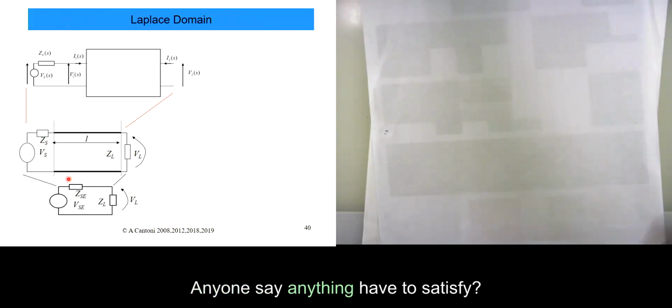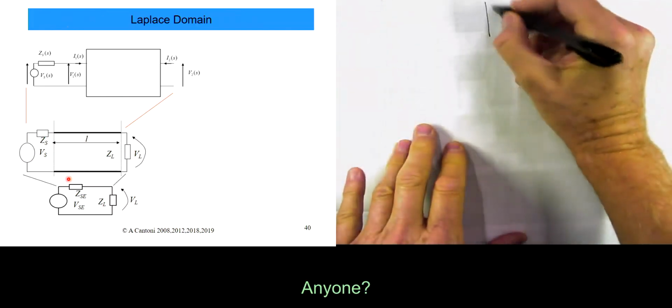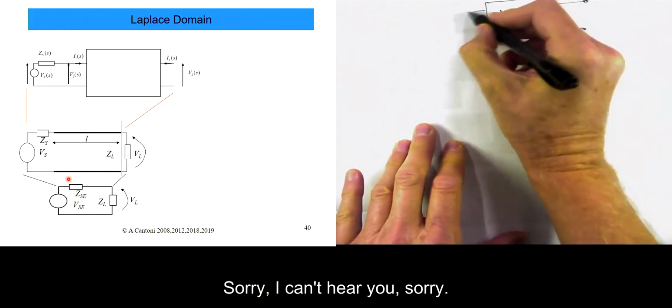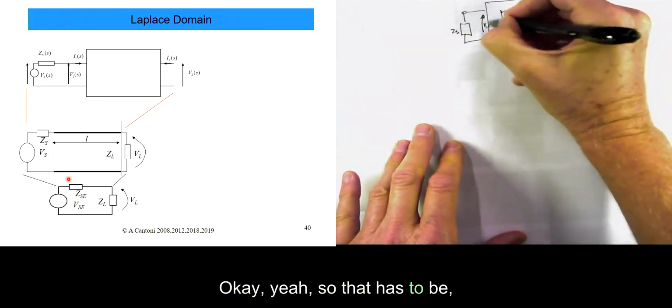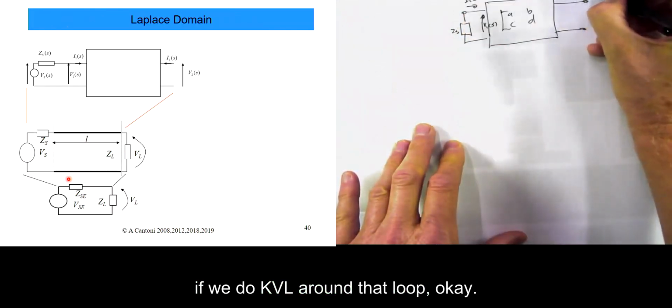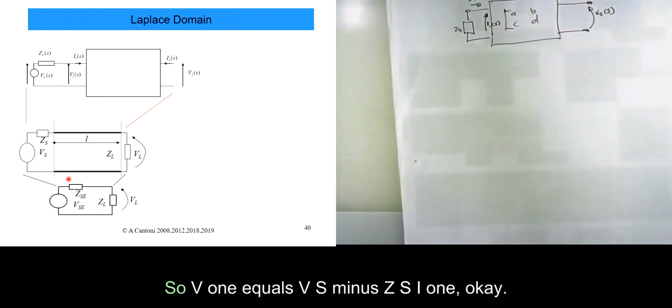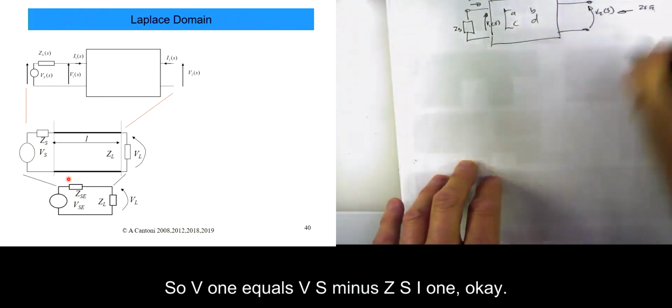Can anyone say what they have to satisfy? Anyone? Sorry, I can't hear you. Okay, yes. If we do KVL around that loop, V1 equals Vs minus Zs I1.